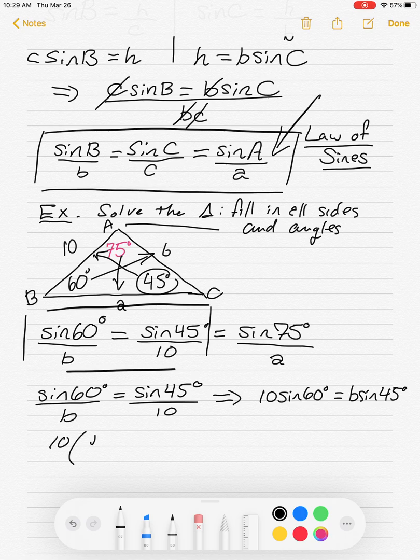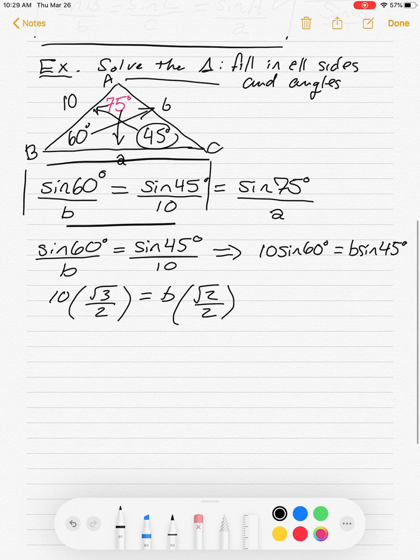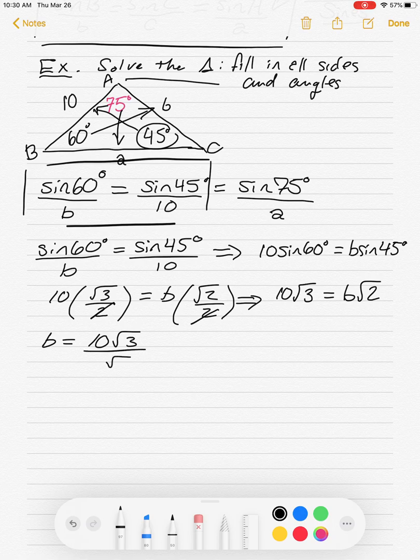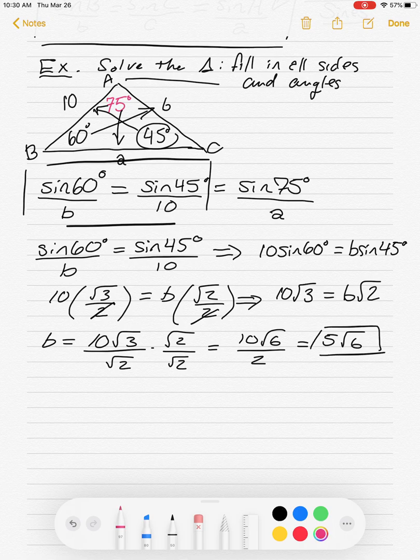So actually I know sine of 60 degrees, that's what, root 3 over 2? And I also know sine of 45 degrees is root 2 over 2. How about I multiply both sides by 2? So then, therefore, 10 square root 3 is B square root 2. So to solve for B, I would just divide by square root 2. Let me rationalize. That'd be 10 square root 6 over 2. So 5 square root 6.